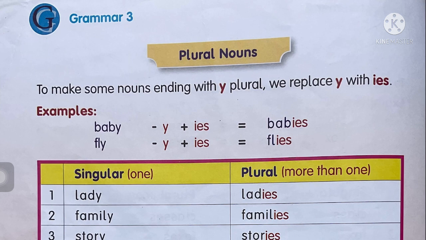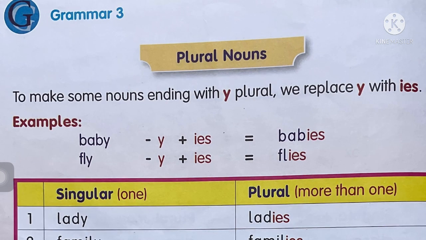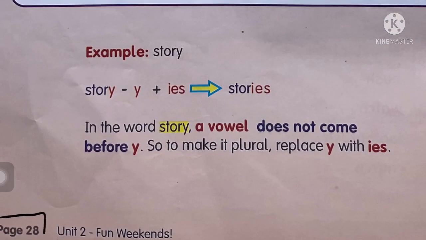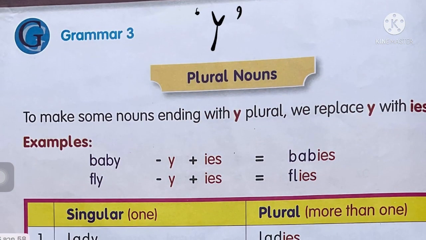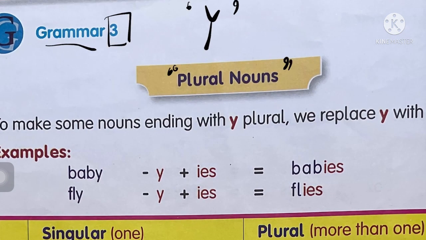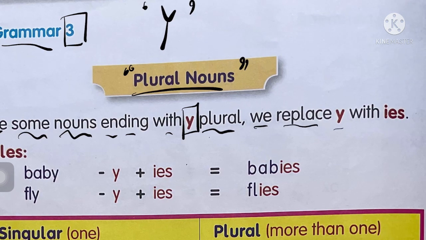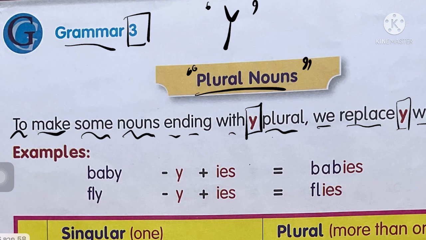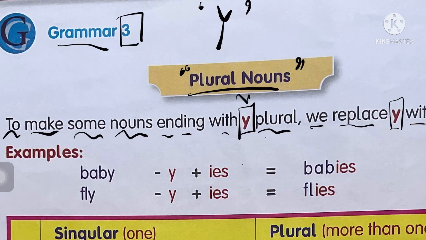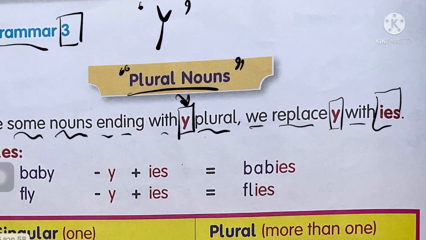Assalamu alaikum warahmatullahi wabarakatuh. Today we studied about why. Open page number 28, grammar 3. It talks about plural nouns. Let's see how to make some nouns ending with y plural. We replace y with i-e-s. When the word ends with y, we replace y and then add i-e-s.